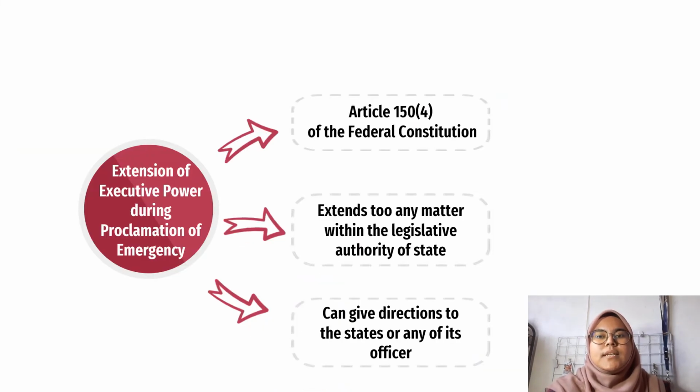During the emergency, the executive has extended its power, which falls under Article 150 Clause 4. The executive authority of the Federation extends to any matter within the legislative authority of the state. Under Article 150 Clause 4, the government can give directions to the states or any of their officers. The constitutional separation between federal and state executive can be ignored.